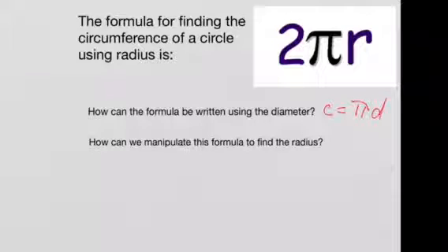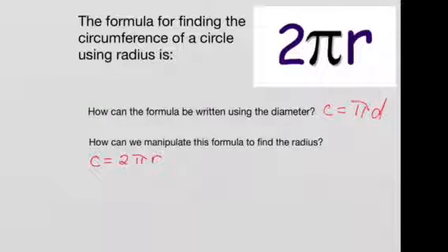Now, sometimes they might give us the circumference, but we need to find the radius or the diameter. So how can we manipulate the formula to find the radius or the diameter? Well, let's write down the formula for circumference using radius. Circumference equals 2 times pi times r. Now what we need to do is think, what is happening to the radius? Well, right now it's being multiplied by 2 and by pi.